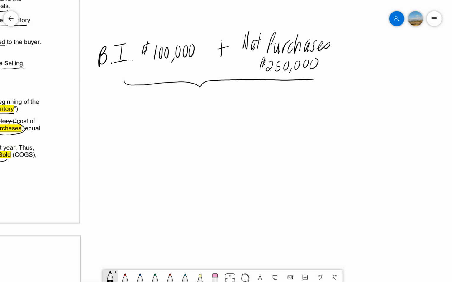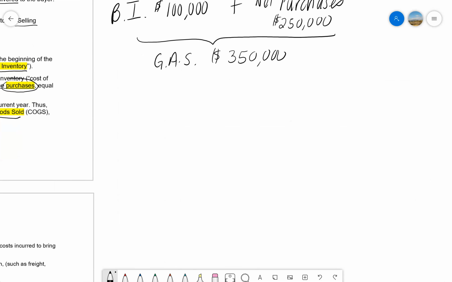$250,000. If we add those two together, our goods available for sale is going to be $350,000. That's basically the maximum amount that we can sell during the year. We had $100,000 at the start. We bought $250,000. So the goods available for sale are going to be $350,000. Now, those goods available for sale will either be sold or they're going to remain unsold. The amount that is unsold is going to be our ending inventory.